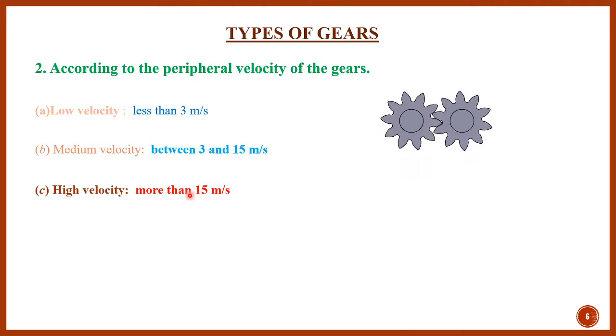Again, according to the velocity, the first type is low velocity gears, if the velocity of the gear is less than 3 meters per second. Second, if the velocity is between 3 and 15 meters per second, then they are medium velocity gears. And high velocity gears are those when the speed is more than 15 meters per second. In power generation or in turbines, we use high velocity gears.